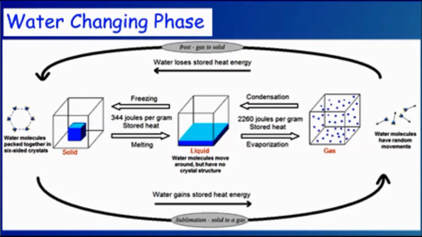The last piece of this is that water can actually skip the liquid phase. It can go straight from a gas to a solid, and we call that frost. And it can go from a solid straight to a gas, and that's called sublimation. And the conditions have to be just right for those to happen.